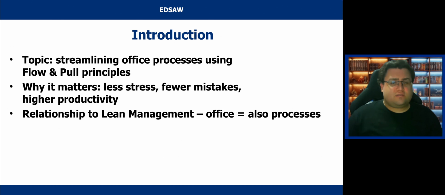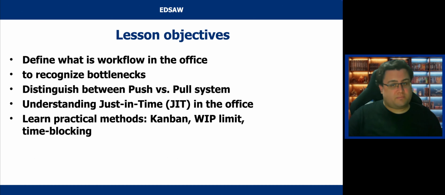The goal of this lesson is to show how the principles of flow, the smooth flow of work, and the pull system, work based on real capacity, can improve the efficiency of office teams. We'll look at how to recognize bottlenecks, how to implement the just-in-time principle in the office operation, and what specific tools such as Kanban or WIP limit can help reduce stress and increase productivity. Lean principles are not just for assembly lines. They can also significantly simplify everyday office work.